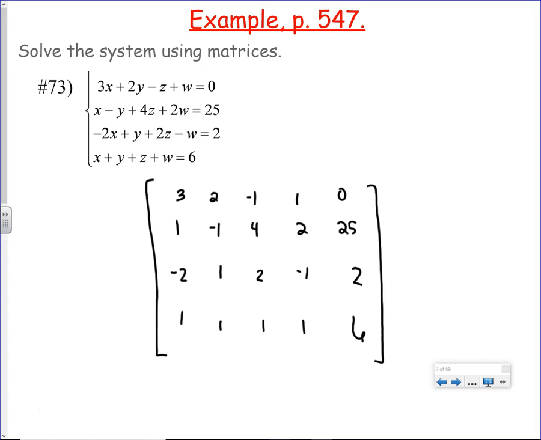The augmented matrix would say put a little dotted line right here to keep us honest, right? These are all of our coefficients. We would call this the variable side of the matrix, and that would be the solution side, or the constant side of the matrix.